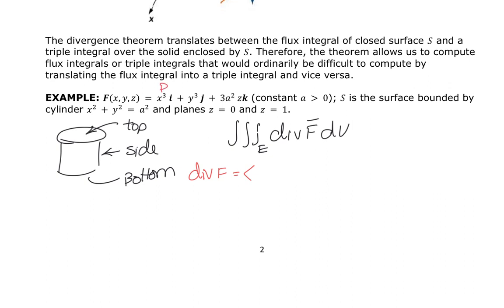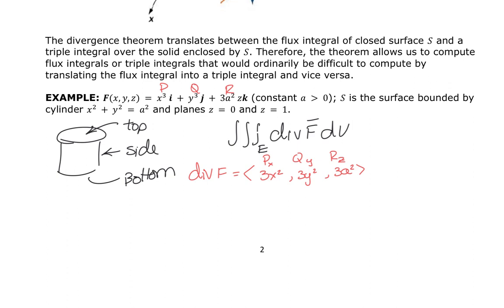This is P, this is Q, this is R. So the first position will be P with respect to x, Q with respect to y, and R with respect to z. So the divergence is going to be 3x squared, 3y squared, and then just 3a squared. Okay, so we found the divergence.